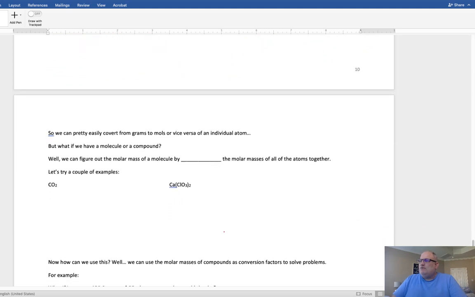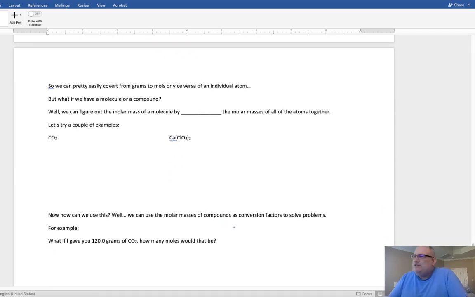But here's the problem. We don't always deal with just individual atoms. Sometimes we deal with atoms that are together. We call those molecules. So if we ever have a molecule and we want to figure out its overall molar mass, we take all the individual molar masses and we add them together. By adding the individual molar masses, we can get the overall molar mass. Again, this is a pretty straightforward concept.